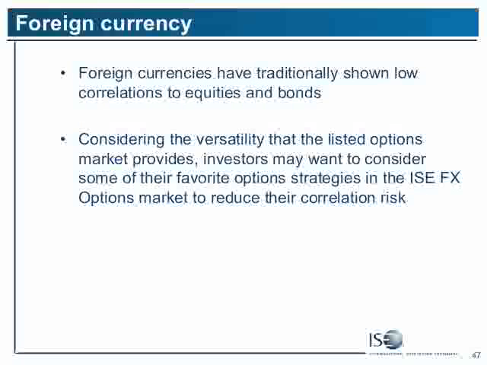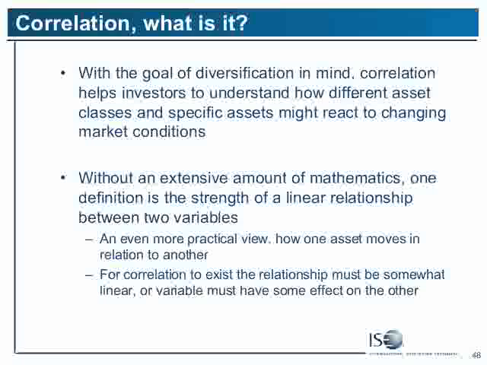So foreign currencies have traditionally shown low correlations to equities and bonds. Considering the versatility that the listed options market provides, investors may want to consider some of your favorite option strategies using the ICFX options to reduce your correlation risk. So again, correlation, trying to basically diversify, that's the idea behind it. Different asset classes and specific assets, trying to hopefully manage so that not all of your assets are moving in one direction at the same time.